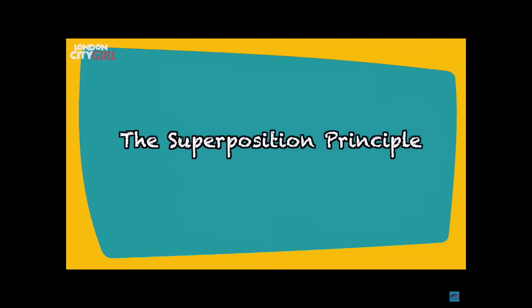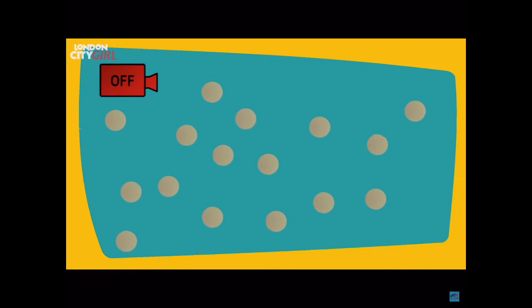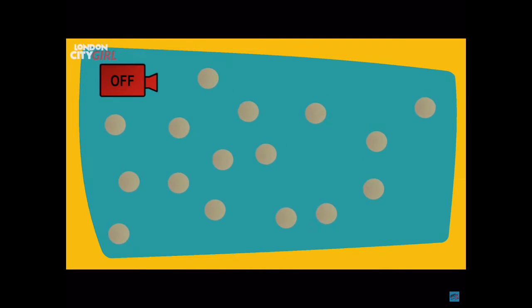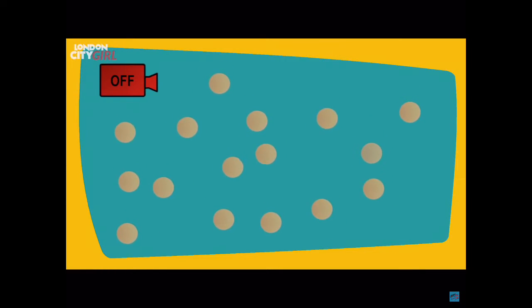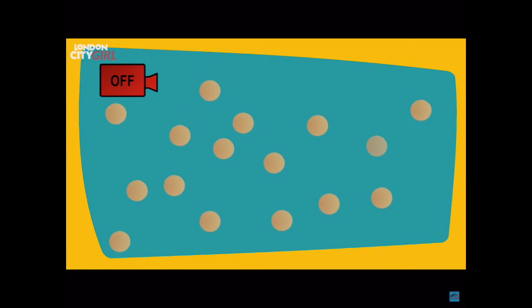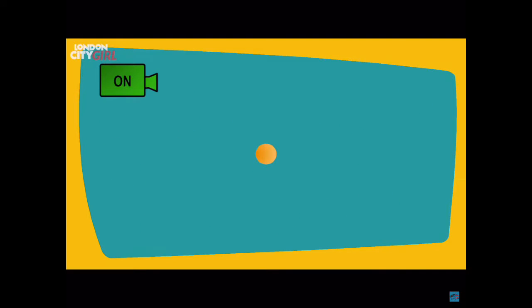The superposition principle. The superposition principle states that while we do not measure the electron for its position, it is in all the possible positions it could be in at the same time, and when we observe it, the superposition collapses. So in this illustration, when our detector is off, our electron is in all of the possible positions or states it could be in simultaneously. But when we switch our detector on, the superposition collapses and the electron gives up all of its possible states to choose just the one.